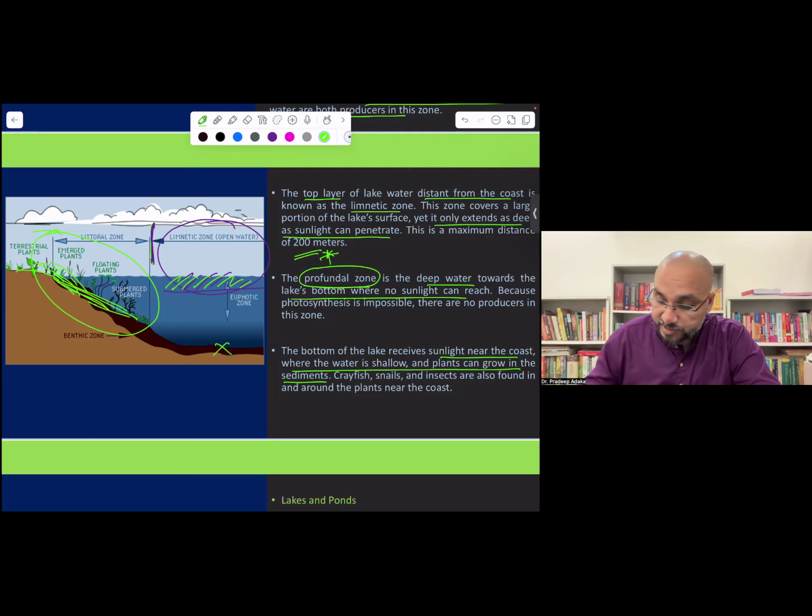Crayfish, snails and insects are also found around the littoral zone. Around the plants in the littoral zone, you will see many animals, the fauna.